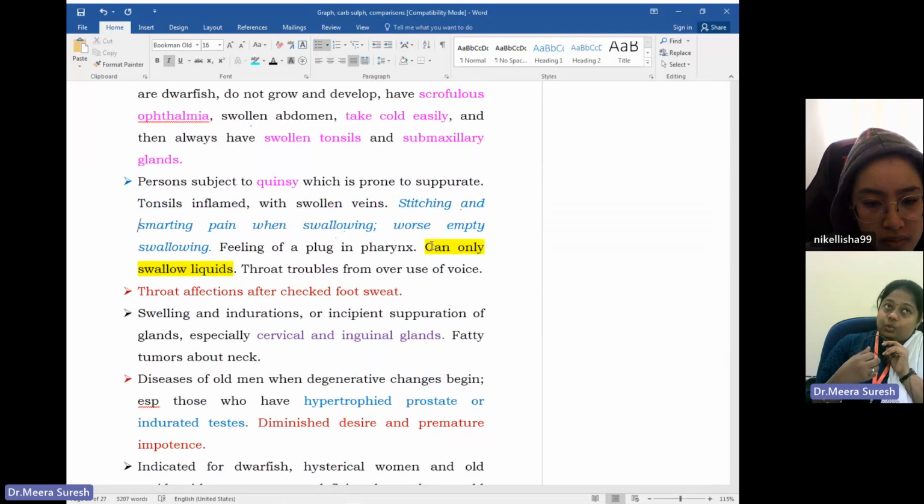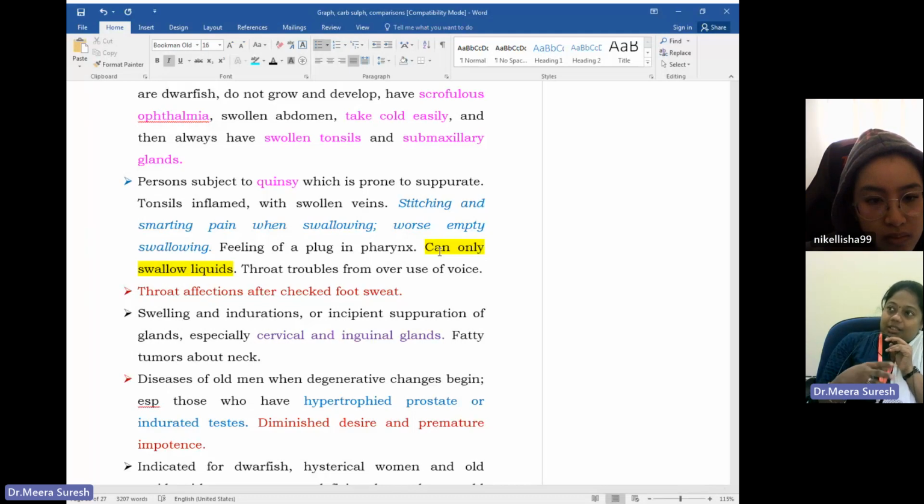And when we think about it, when we have a sore throat, generally we have difficulty or pain that is aggravated when we are empty swallowing. Empty swallowing means when we are trying to swallow the saliva. At that time we feel a very big pain over there. And when we drink water, if it is warm water, generally we feel some amelioration. So in Baryta Carb, they can swallow liquids, so it becomes a peculiar symptom, not commonly seen.